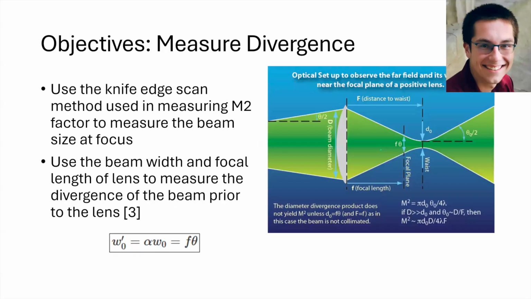For the divergence measurement, we use a similar system to our M squared factor, but instead of measuring at several points, we measure only at the paraxial focus of the lens. And so we can use the same profiler that we used in the M squared factor measurement and get an intensity distribution at that point. And then from the width of the beam measured at that point, and the known focal length of the lens, we can extract the divergence of the beam.